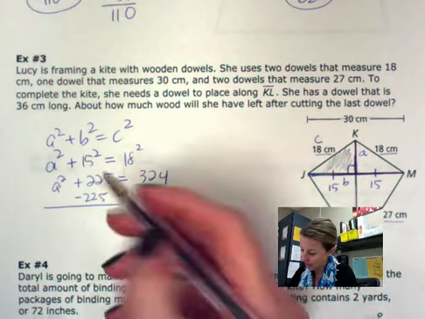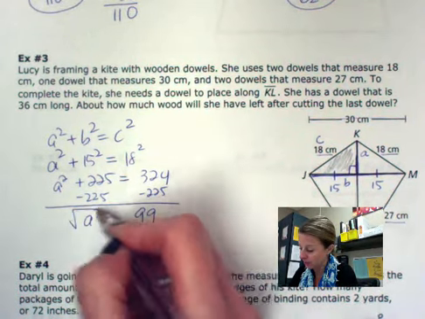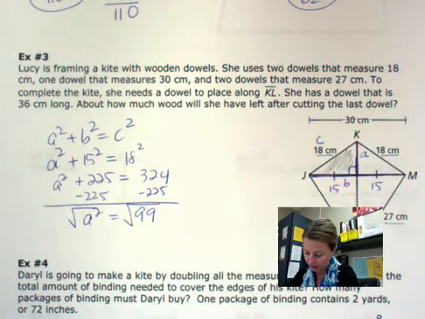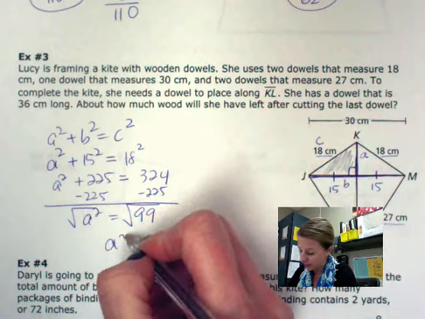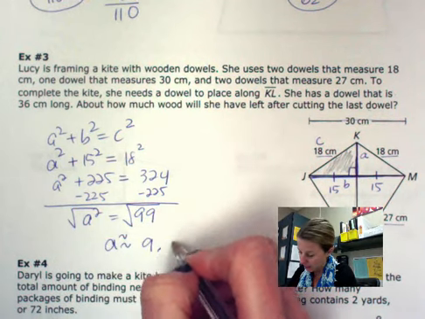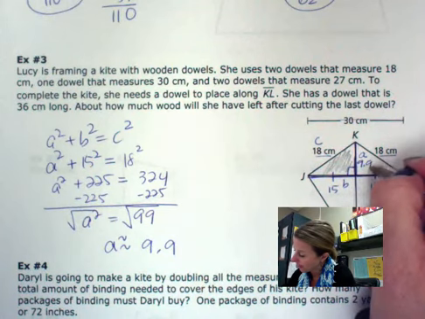Okay, take away 225. So that gives me A squared is equal to 99, and then remember you have to square root both sides. So when I take the square root of 99, I get approximately 9.9. Okay, so that means A is 9.9.